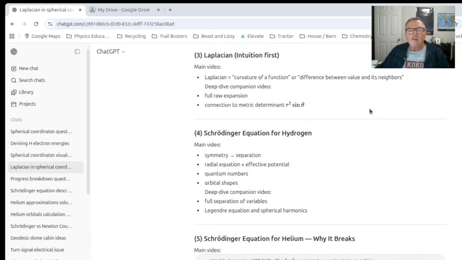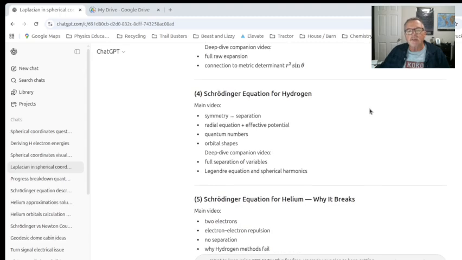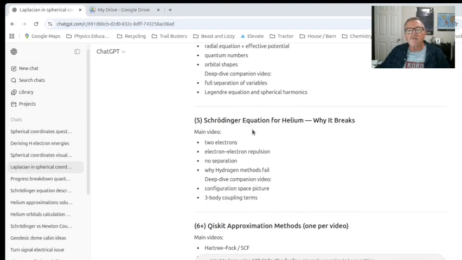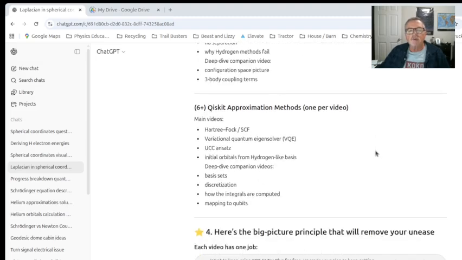And then finally we'll get to the Laplacian. And then we'll get to the Schrodinger equation for hydrogen, and then we'll get to the Schrodinger equation for helium, and then we'll get to Qiskit approximation methods, one per video. And look at all these different kinds of basis sets that we can go over. So this is all going to be a video series. So if you're not going to be a quantum chemist, then I've proved it now with this upcoming series.